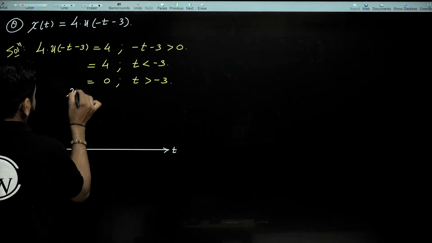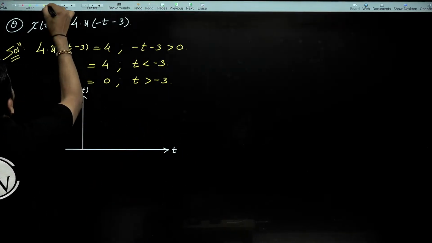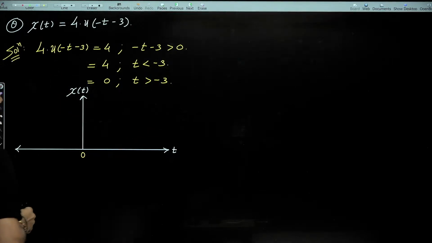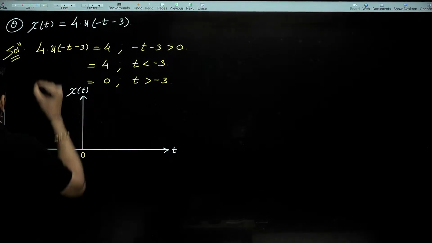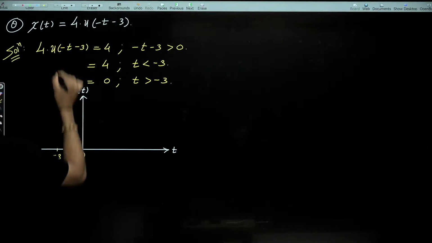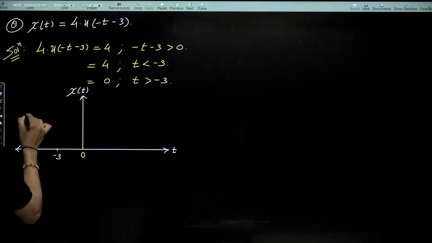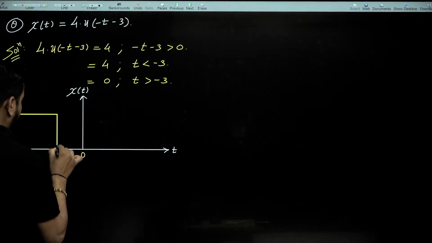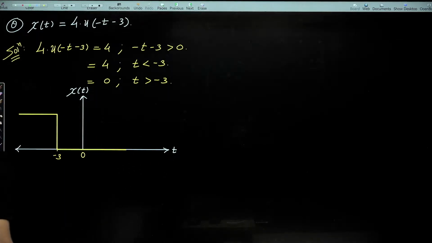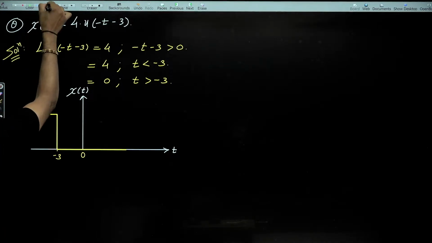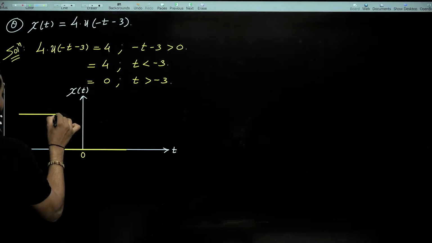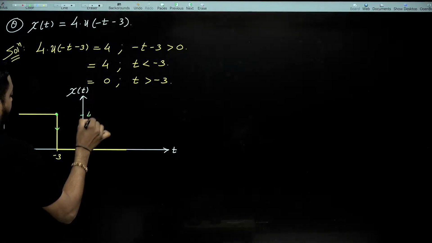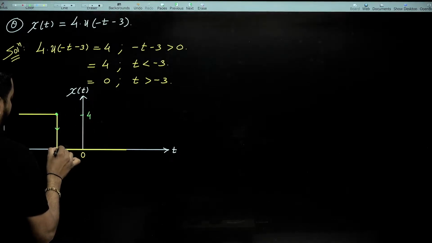Graphically it looks like this. So for t less than minus 3, the amplitude is 4, guys. And for t greater than minus 3, the amplitude is 0. So there is a sudden change in amplitude from 4 to 0.